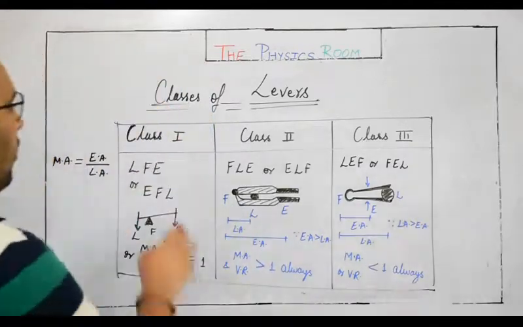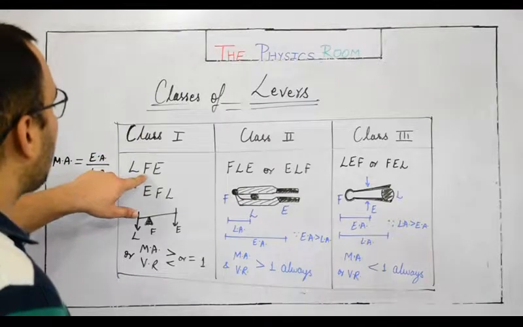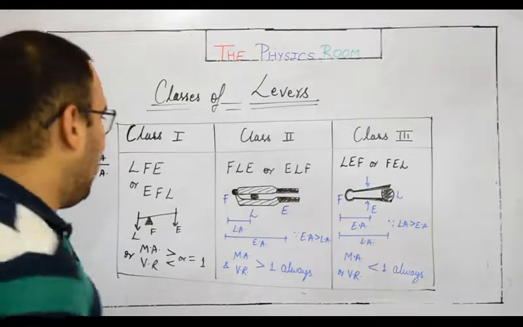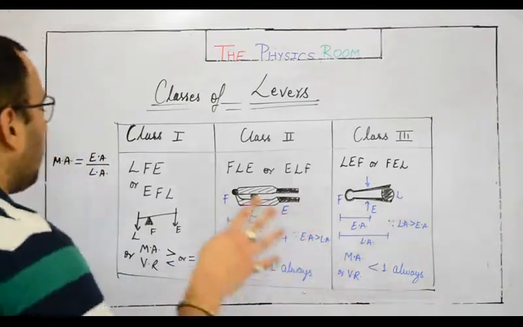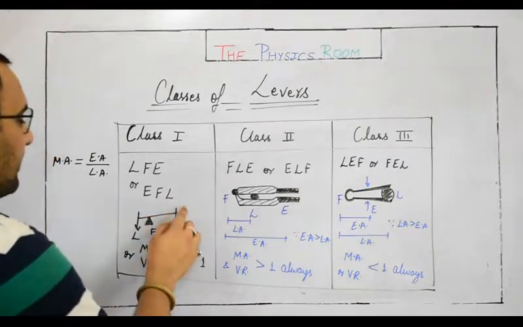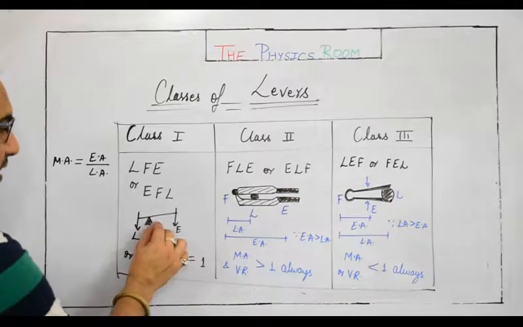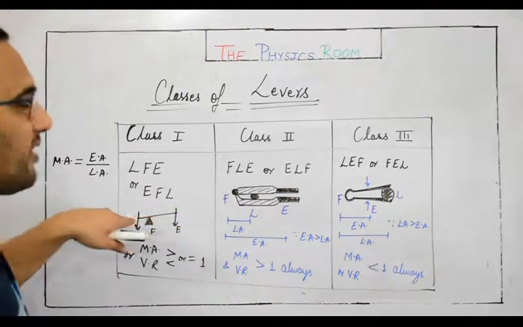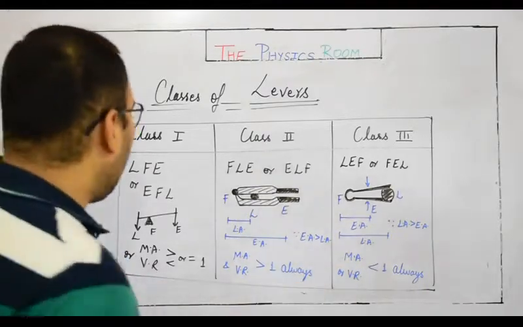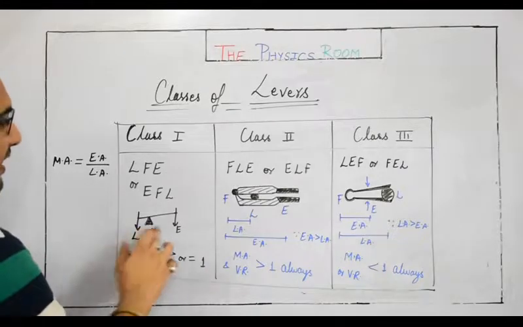For example, for the class first lever, the fulcrum point must lie between the load point and the effort point always. Not exactly in the middle; it can be at any point lying between the load point and the effort point. So we can change the position of the fulcrum here. For example, a simple lifting rod or a crowbar: the fulcrum is lying between the load point and the effort point.